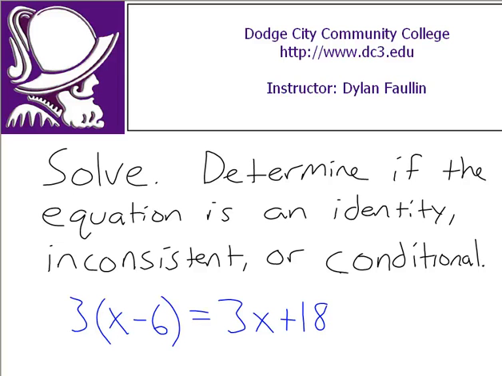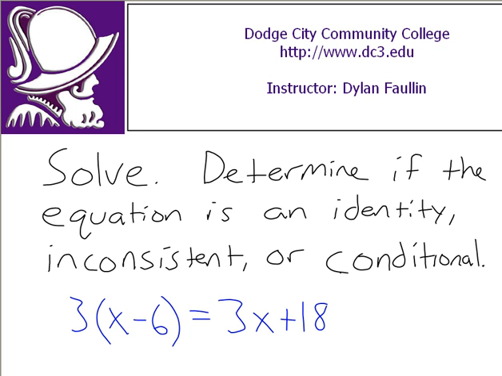I'm an instructor at Dodge City Community College, and I'd like to show you how to do this particular problem here. We're being asked to solve the equation and determine if the equation is an identity, inconsistent, or conditional. All right, so we're going to try to solve this equation, and of course the rest of the directions, having that extra bit in there, kind of tips off that we might expect something unusual to happen, and so that's what will probably be the case for this particular problem as well as the previous one that we just did.